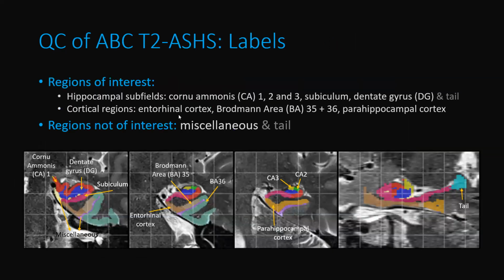So again, more or less the same regions of interest. Hormone is 1, 2, 3, subiculum, dentate gyrus, and as Sandy already mentioned, there's a TIL label here. And dependent on your analysis, that could be something you're interested in, or you could put that under the regions of not of interest. And then there's again the cortical regions, the entorhinal, Brodmann area 35 and 36, and hippocampal cortex. And unfortunately, the colors are different from the previous atlas.